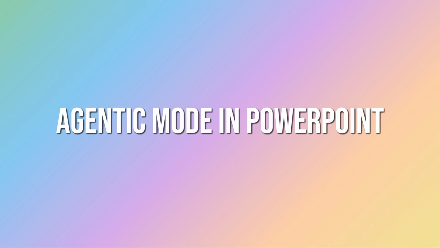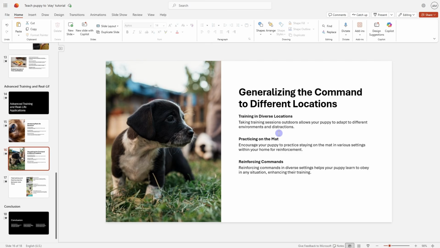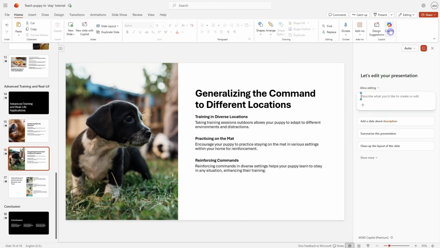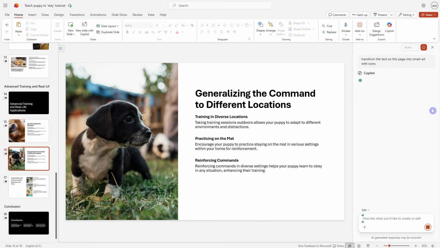Our third example that we will look at is how we can use agentic mode inside a PowerPoint to transform our presentations. So once again, we will head up to Copilot from the top right and ensure that we are in editing mode. This time, I'm going to prompt Copilot to transform the text on this page into smart art with icons. This is far too much text for a slide, and I would love to add some icons to break up the text and make it more engaging. So now we will go and send.